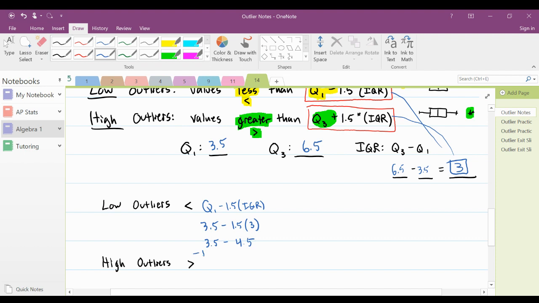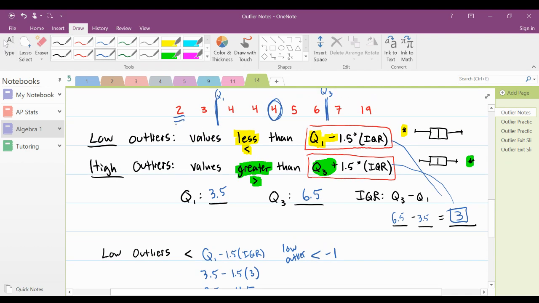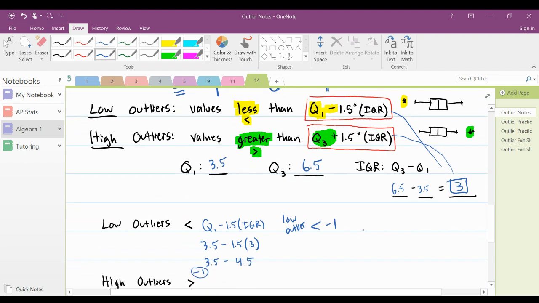or negative 1. So if I have anything less than -1, it would be known as a low outlier in my data set. So if I look up at my data set, the smallest number is 2. That is not less than -1. So I know that I have no low outliers. Okay, so we tested half of them. Now we've got to test the other half.